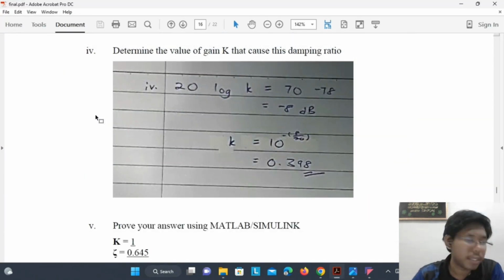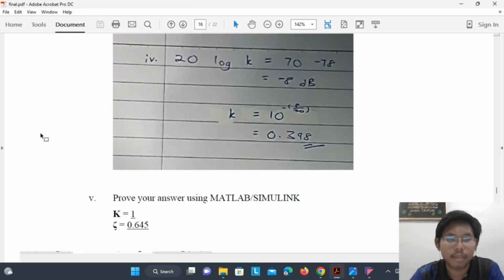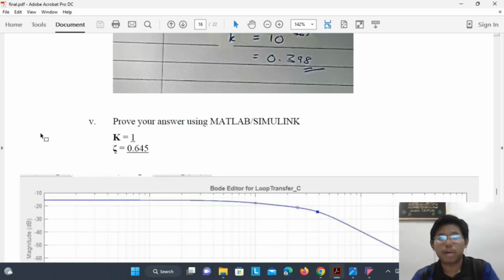For question 4, we need to find the value of gain K that causes this damping ratio. And from our calculation, we got that K is equal to 0.398. Next, we need to prove our answer by using MATLAB or Simulink.